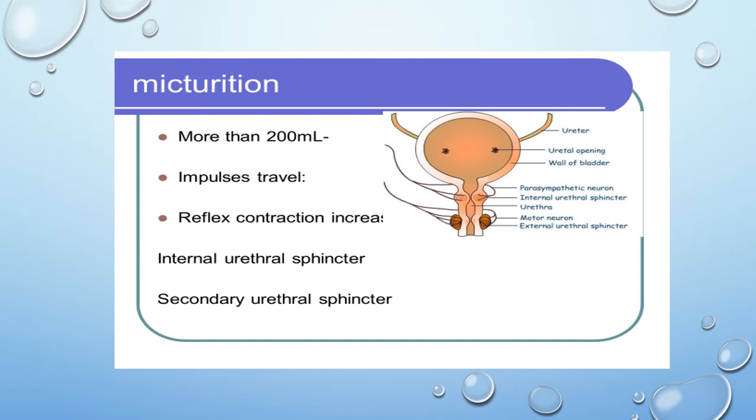Micturition is the fancy term for peeing, for urinating. Micturition. It is the act of emptying the bladder. So that two sphincter controls the flow. Stretching the bladder more than 200 milliliters activates stretch receptors. Impulses travel to the sacral region of the spinal cord and then back to the bladder, causing the bladder to release or go.